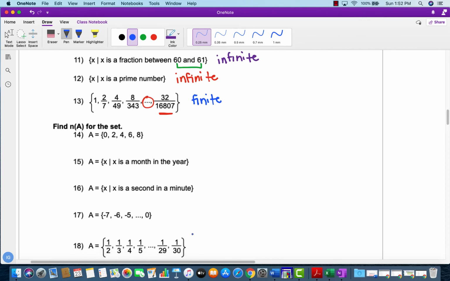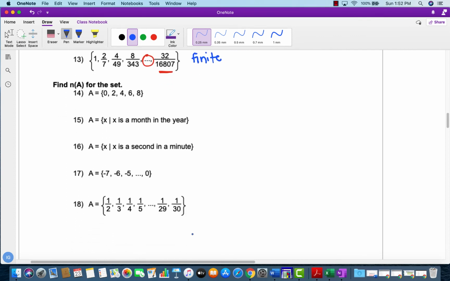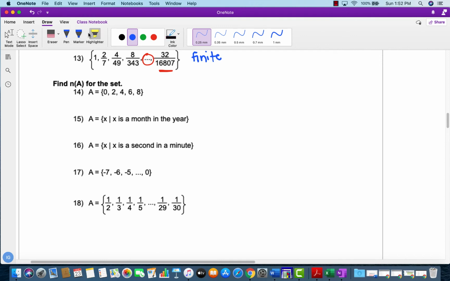Now, for the next part, we need to figure out the number of elements in each of the sets. So remember, this means, I'll make a note here, number of elements. Alright, so in this case, n of A is equal to, you basically have to count how many elements you have. 1, 2, 3, 4, 5. And boom, you're done. That's your answer.